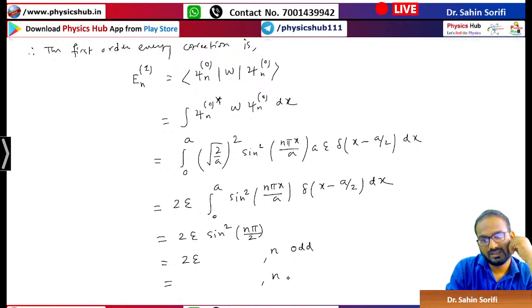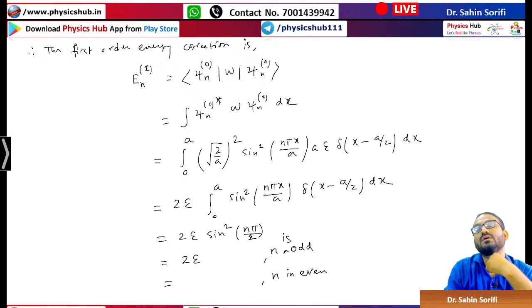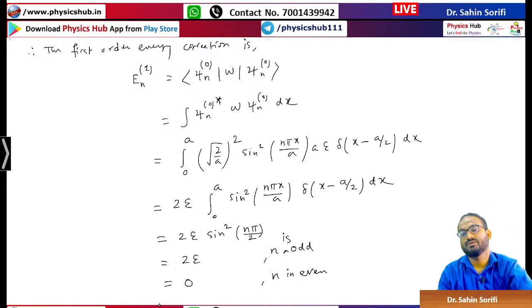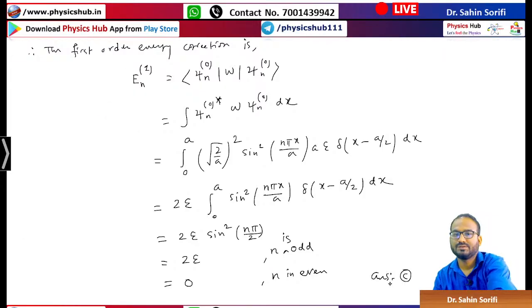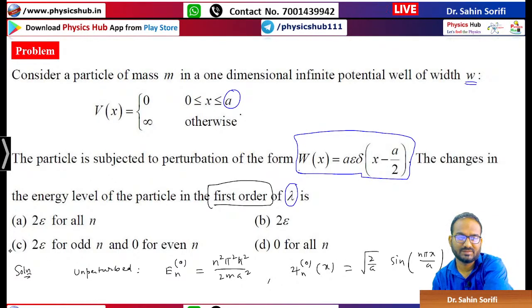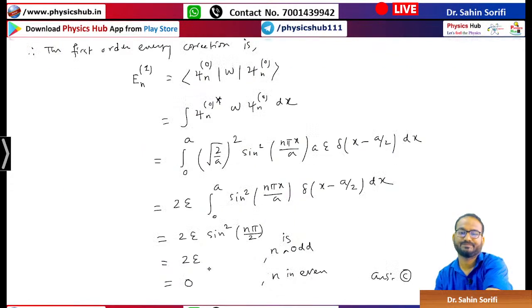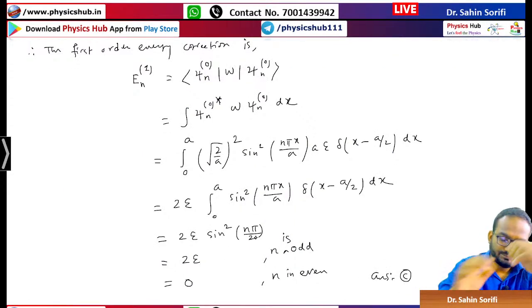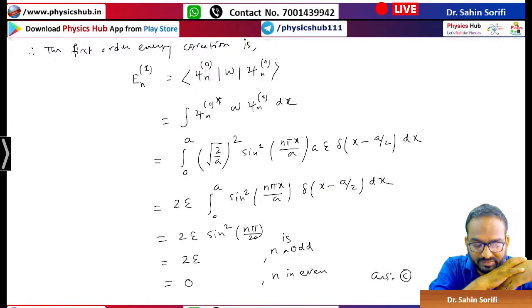And when n is even, let's say 2, so sine pi is 0. So this matches with option C. See how beautiful these problems are. 2 epsilon for odd n and 0 for even n, with sine of n pi by 2.